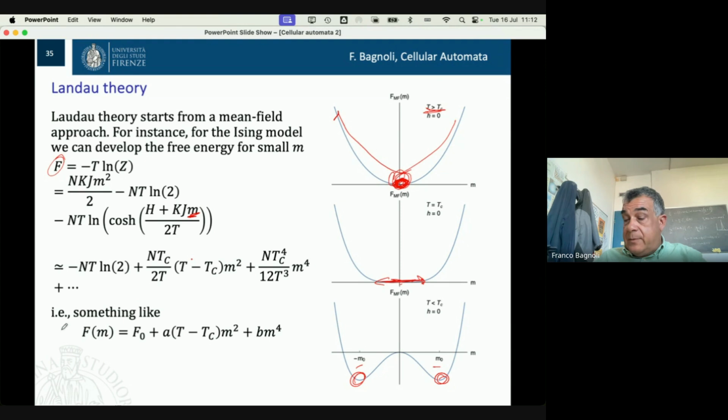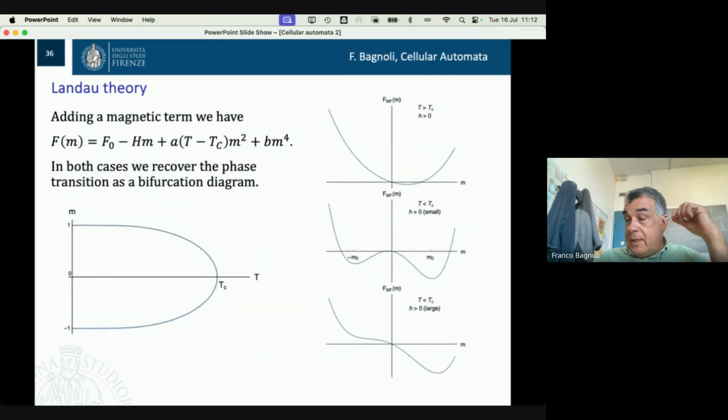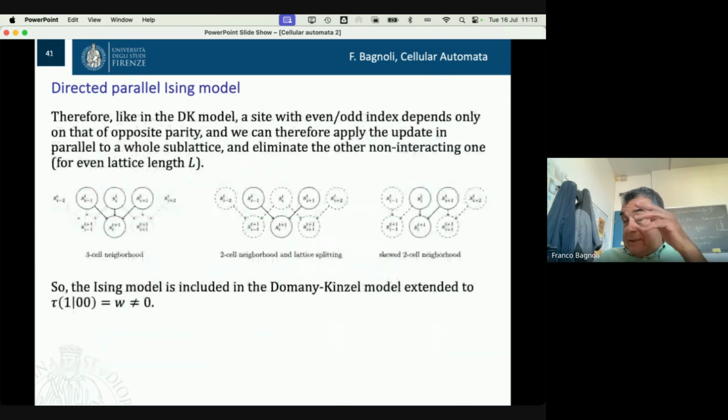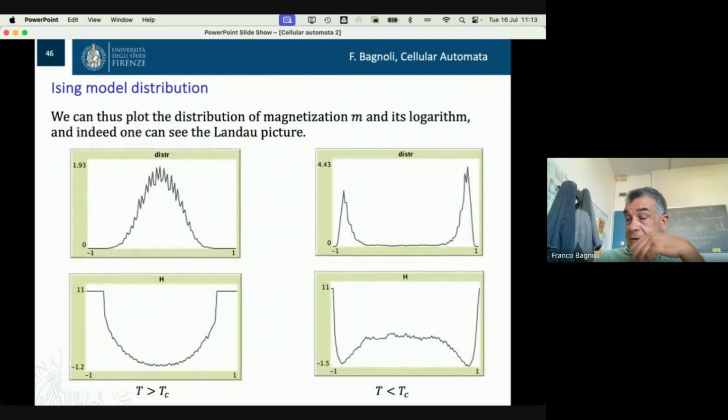This can be reproduced assuming that the free energy has a shape like this. That we shall see also is the starting point for a more sophisticated formulation. And clearly, if we also have an external magnetic field, the symmetry is broken by this magnetic field. So essentially, the probability of having a certain value of magnetization is different from that of having the opposite one. And okay, so these are the simulations that we already saw.